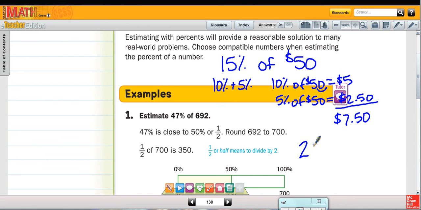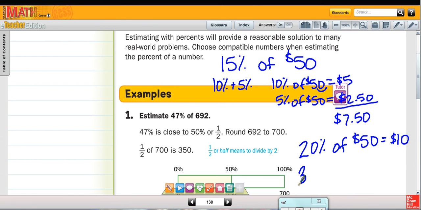Could we do that with 20%? 20% of 50. Yeah. What would 10% of that be? $5, but we need 20%, so how many of those would I take? 2 of those 10% would make $10.